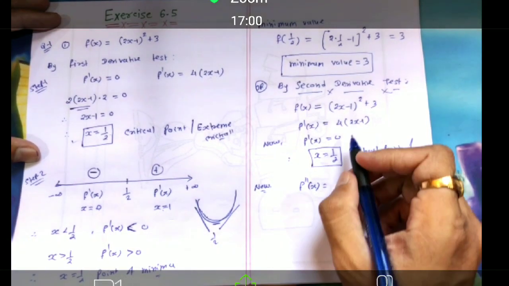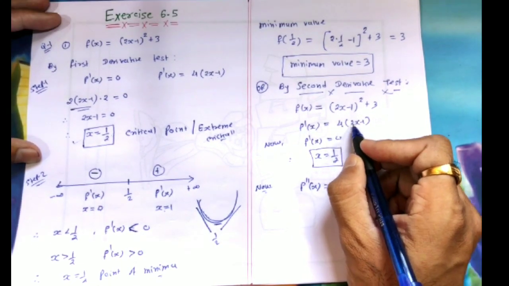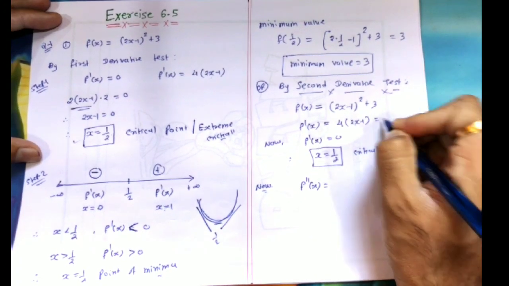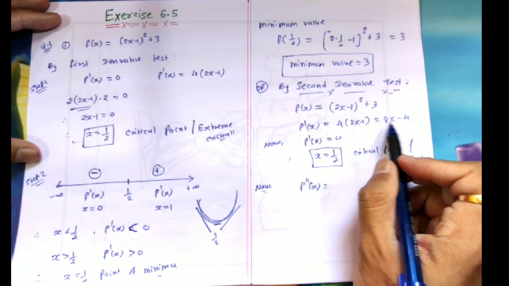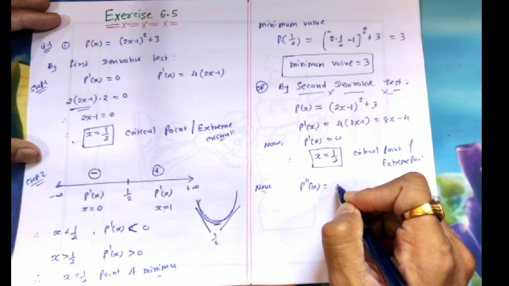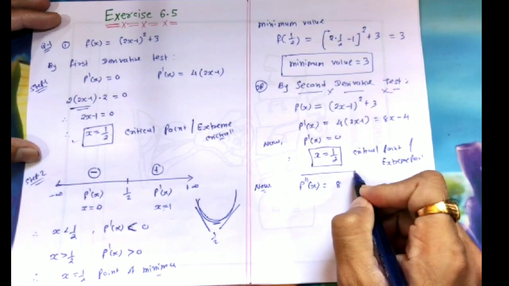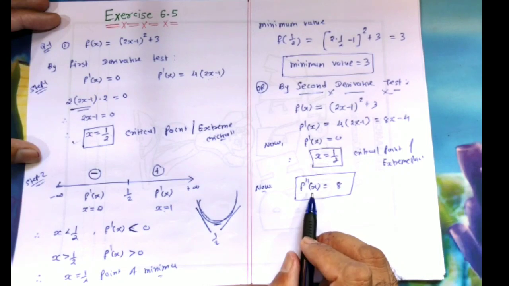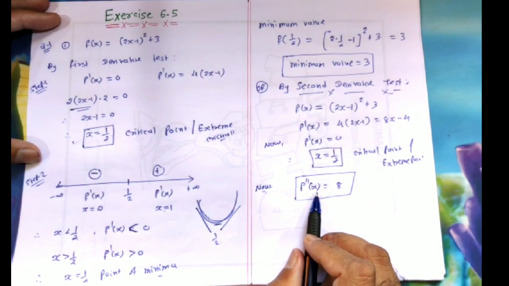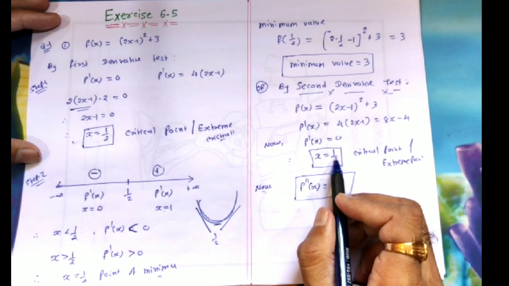So the second order derivative of this given function: f dash x is 8x minus 4, so f double dash x is 8 only. This is the value of the second order derivative. Now you have to check the sign of this second order derivative for x equal to this critical point.